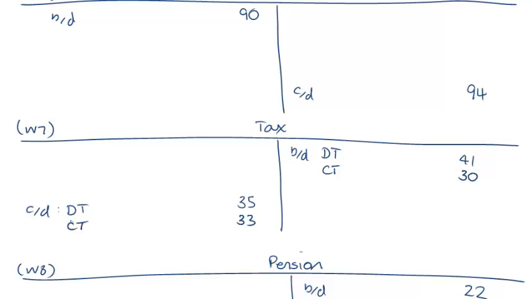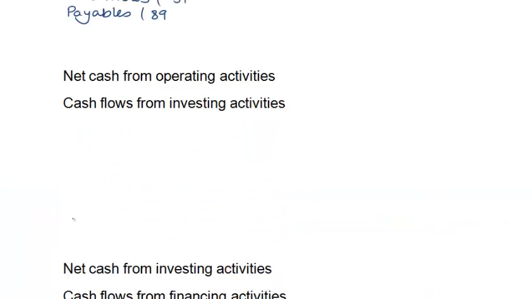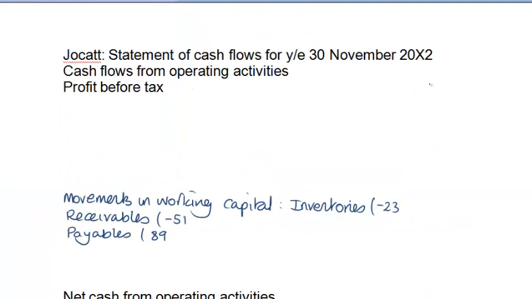By having a technique using T accounts, you can get a lot of data down onto your answer sheet quite quickly. We next turn our attention to our statement of profit or loss. And the first thing I always look for is profit before tax, because that's going to be the start of my statement of cash flows. So in terms of profit before tax, we're kicking off with 59, and I then look above that and I'm going to adjust for two things.